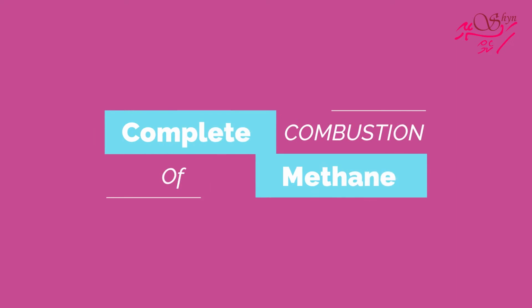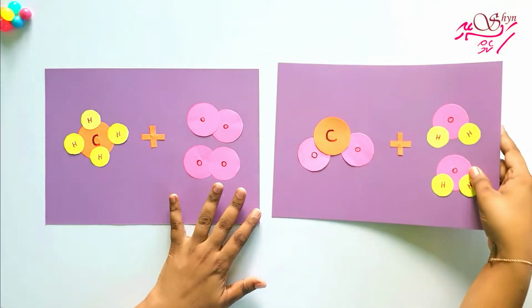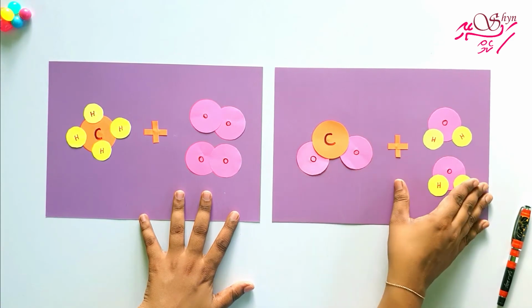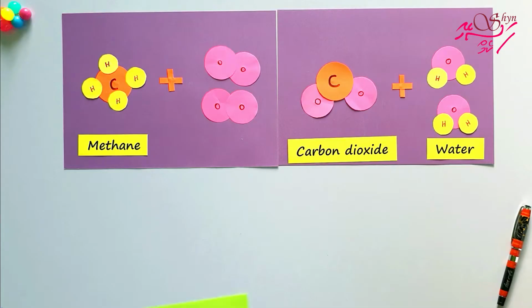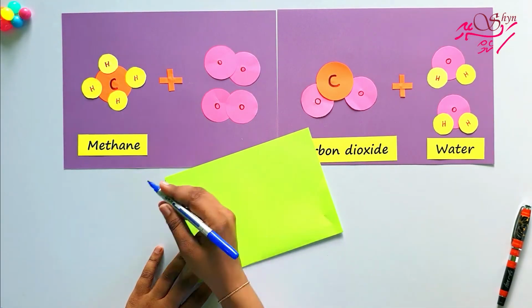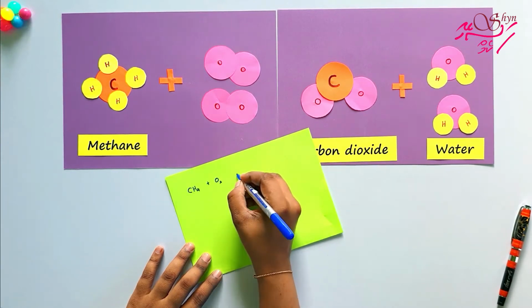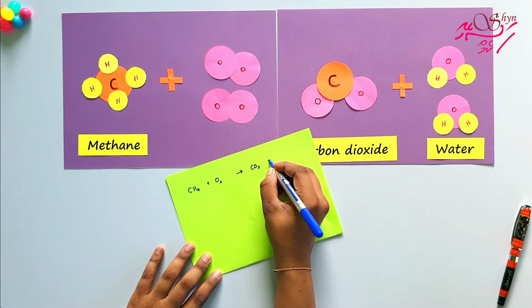Now, let's look at some examples of combustion. In this example, methane reacts in enough supply of oxygen to produce carbon dioxide and water. Now, let's write this equation. Methane, CH4, is reacting with oxygen and it produces carbon dioxide and water.